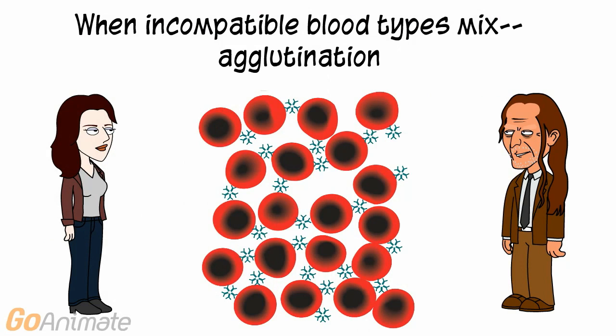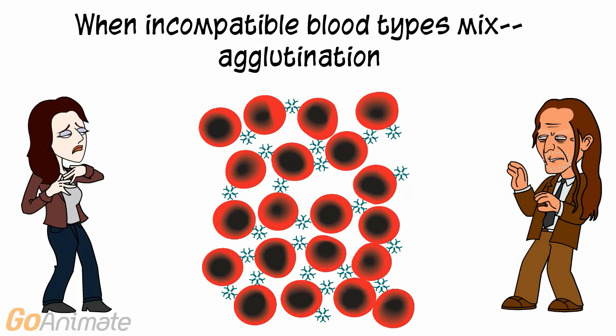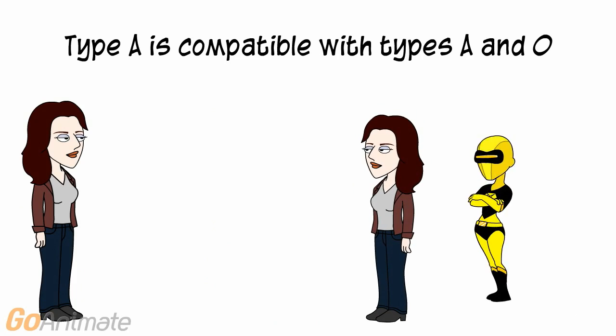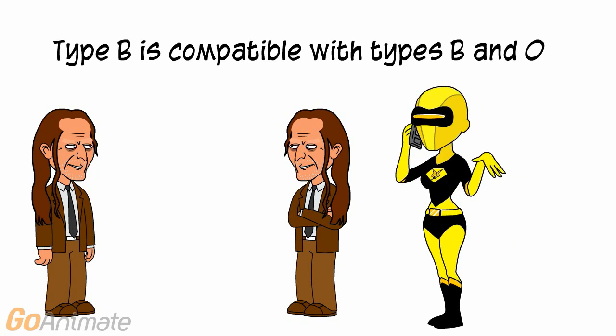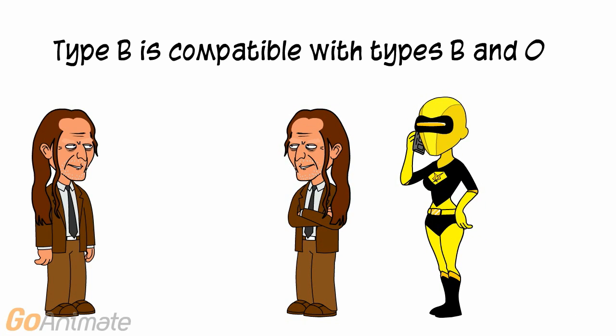Mixing incompatible blood types can result in an agglutination reaction. The red blood cells connect together to form clumps much like large clots. These can be fatal. Type A can receive types A and O. Type B can receive types B and O.